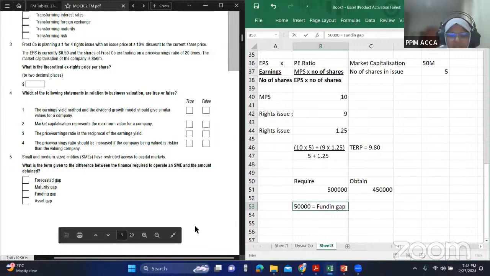It's not a forecasted gap. A maturity gap is to do with times. Okay. If you want for 5 years, you're only able to get for 4 years. That is maturity, to do with the timeline. Funding is to do with the monetary value. Asset gap, again, forecasted and asset is not part of the syllabus. Okay. So the answer there will be C.